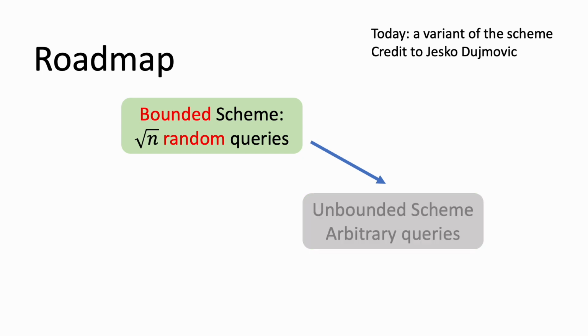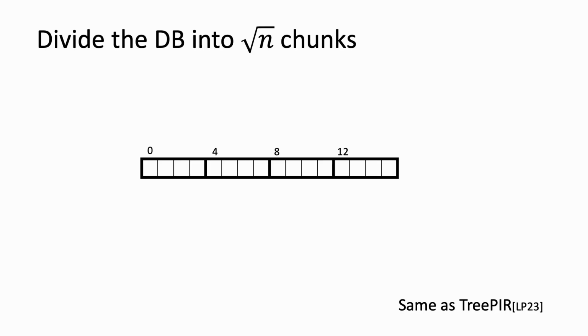So let's get started. First things first, we're going to divide an n-bit database into √n chunks. So each chunk contains exactly √n consecutive bits or something like that. And this partition idea is the same as another PIR paper called Tree PIR, but those are two-server schemes.